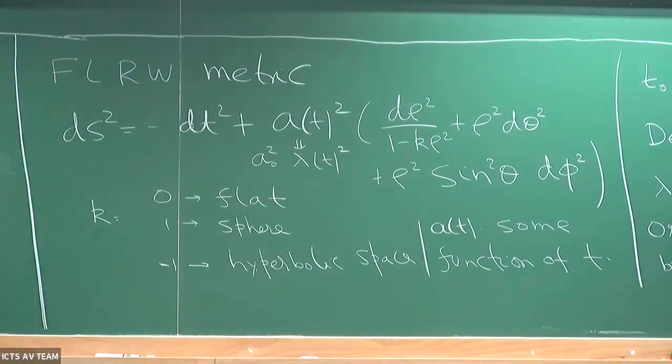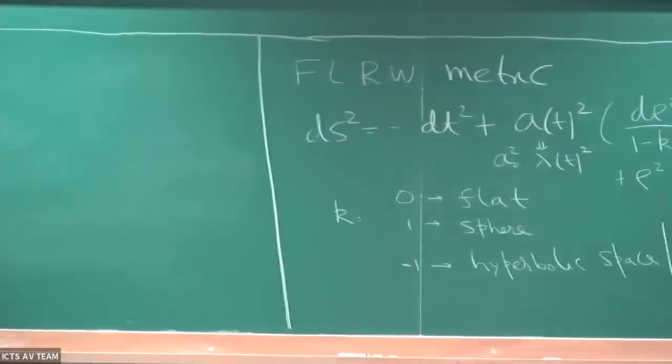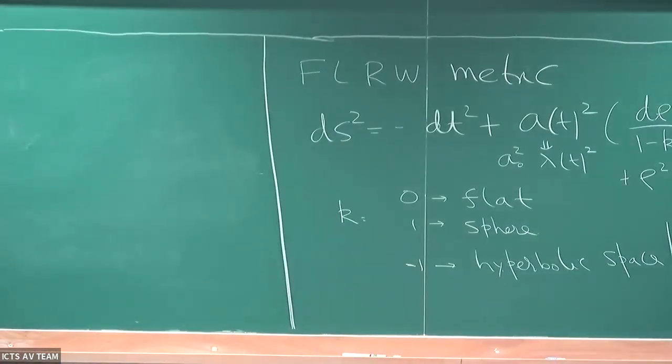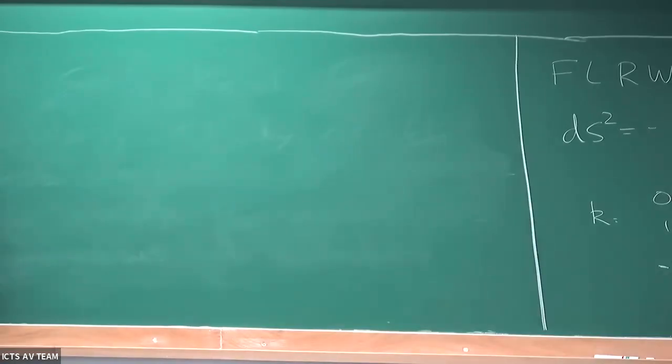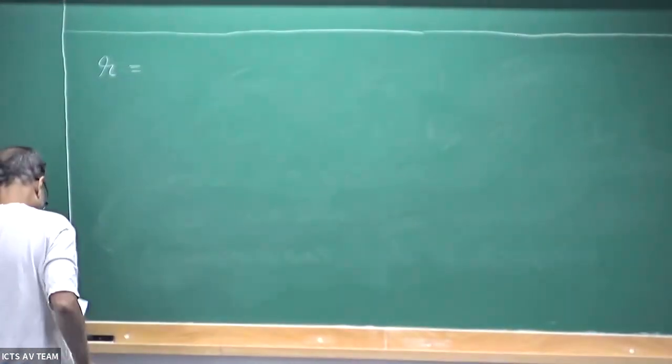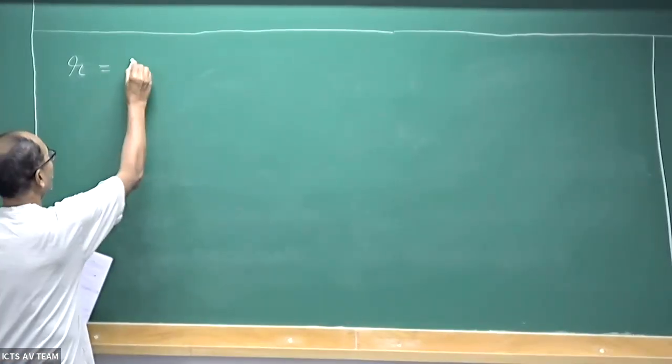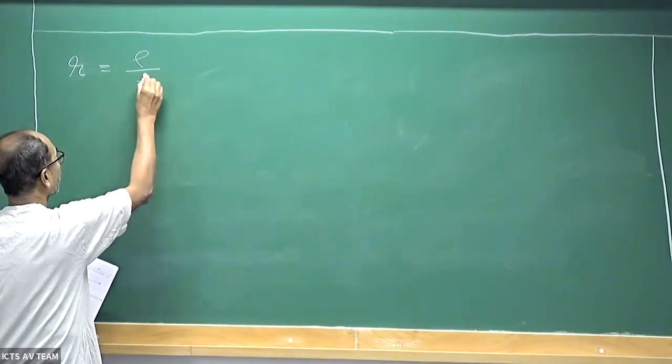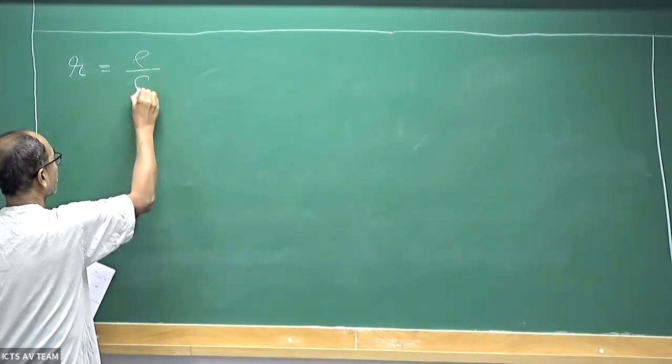Okay, so let's define a new coordinate R, which is rho over rho a0.